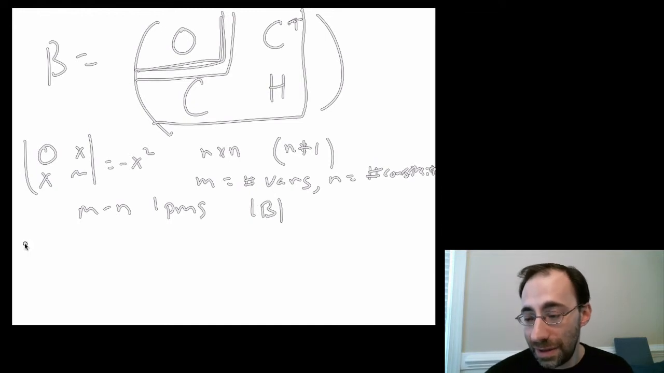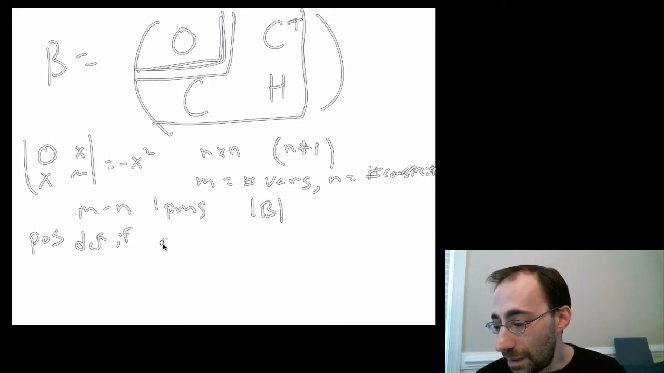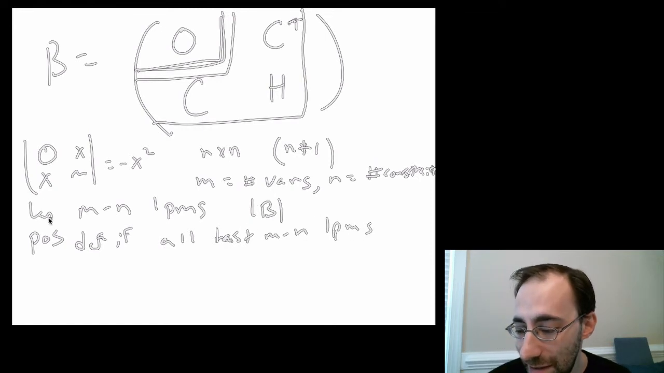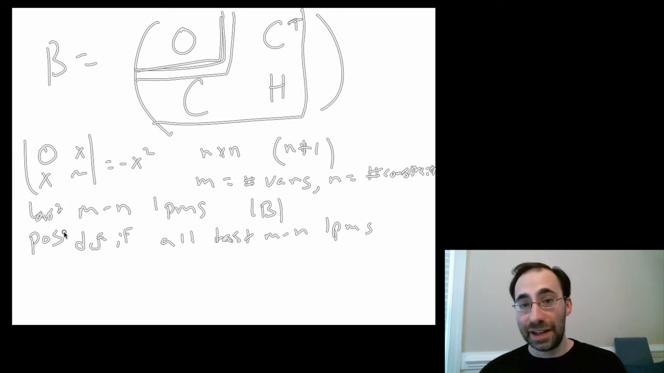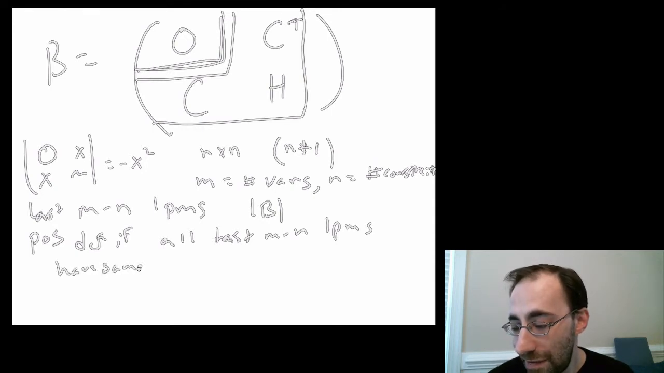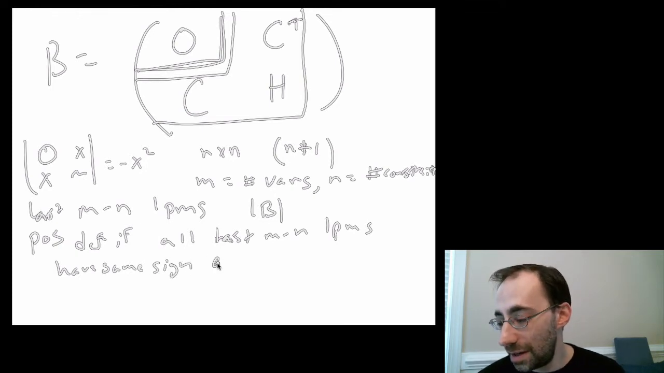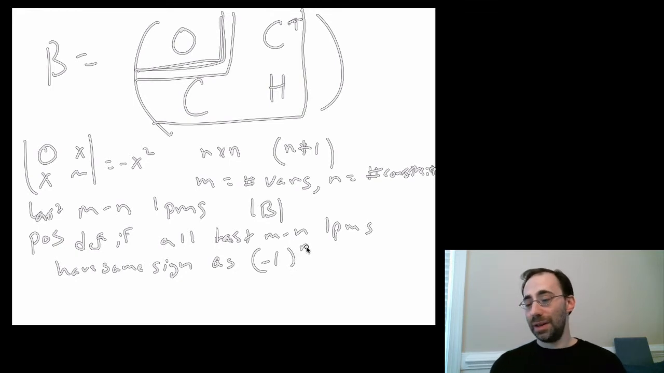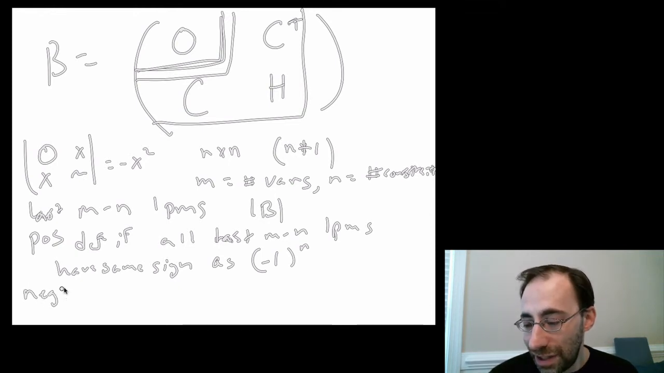Given that, here are the rules. The bordered Hessian is positive definite if all the last m minus n leading principal minors, and the last one is always the full one, have the same sign as -1 to the n, where n is the number of constraints. So if you had 1 constraint, all the leading principal minors should be negative. And if you only had 2 variables, you only care about the full bordered Hessian determinant anyway, so the determinant should be negative in that case. Negative definite is a little trickier.